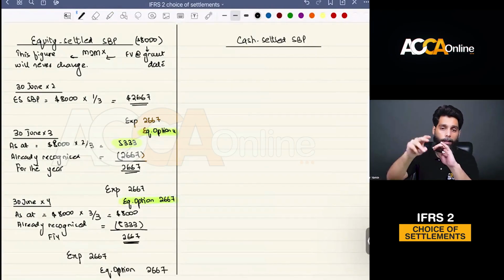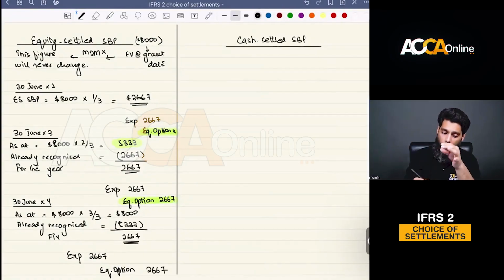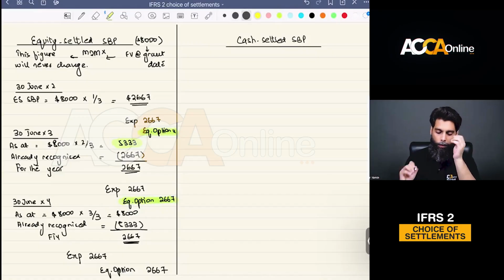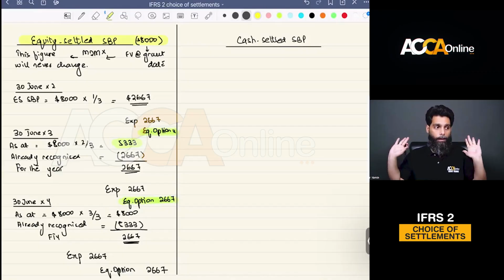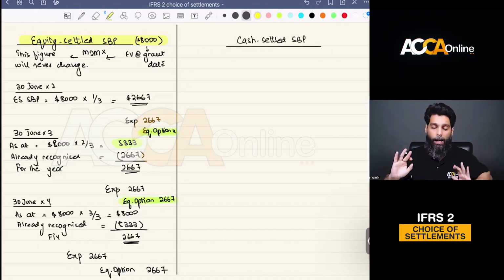Is it clear to everybody? Guys, just give me a yes or a no. I'm talking about equity settled share based payment. Thumbs up. Clear for everybody? Guys, if this is clear to you, now we have to move on towards the next portion.